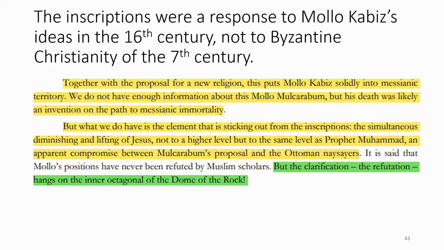We do not have enough information about this Mullah Cherubim, but his death was likely an invention on the path to Messianic immortality. But what we do have is the element that is sticking out from the inscriptions, the simultaneous diminishing and lifting of Jesus, not to a higher level, but to the same level as Prophet Muhammad, an apparent compromise between Cherubim's proposal and the Ottoman naysayers. It is said that Mullah's positions have never been refuted by Muslim scholars, but the clarification, the refutation, hangs on the inner octagonal of the Dome of the Rock.